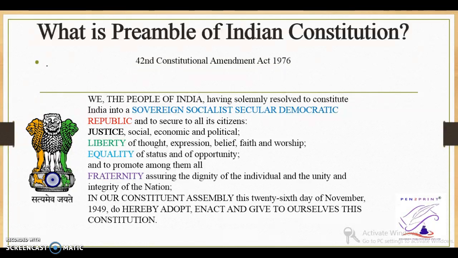The preamble declares India to be a republic. Negatively, this means that India is not ruled by a monarch or nominal head of the state. Positively, it means that India has an elected head of state with power for a fixed term. The President of India is the elected head of the state. He holds a tenure of 5 years.